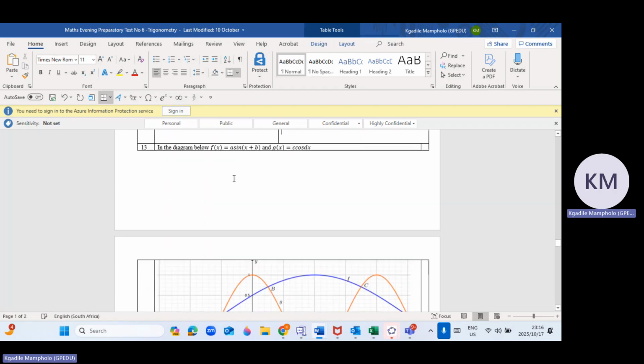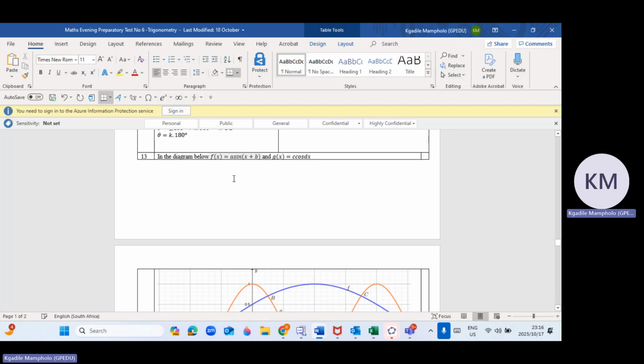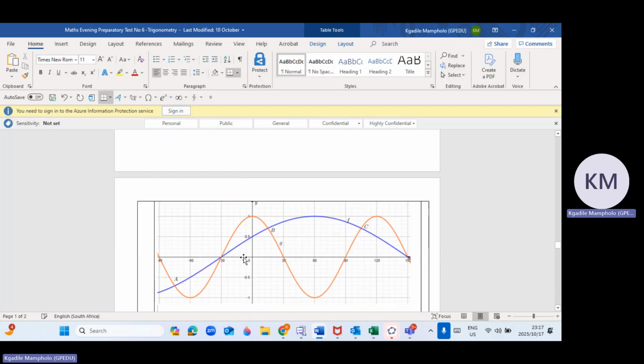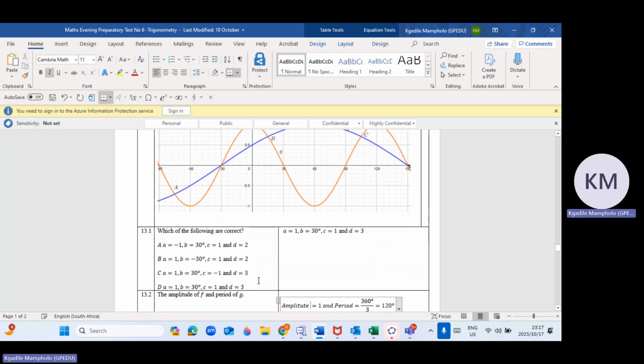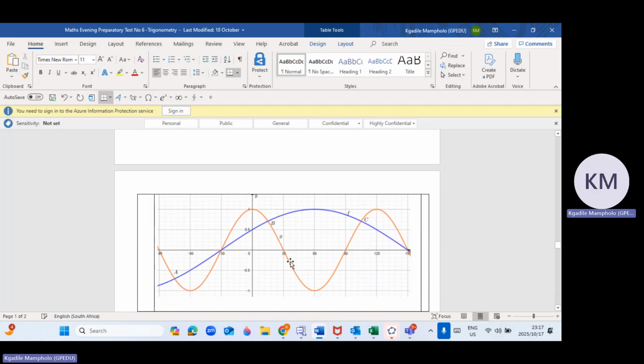And then if you check again, we say x plus b. Now, we know that normally a sine graph must start from the origin. If it starts from minus 30, it means it has shifted 30 degrees to the left. And we know that if it shifted to the negatives, then your b will be a positive 30 degrees. And then c and d is for this graph.